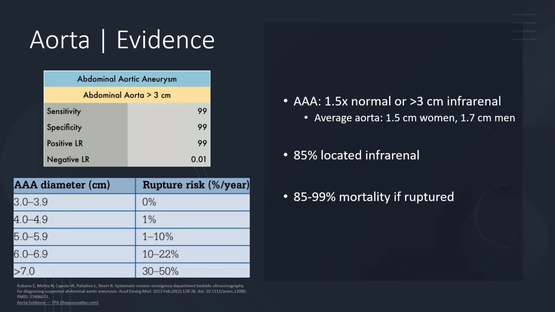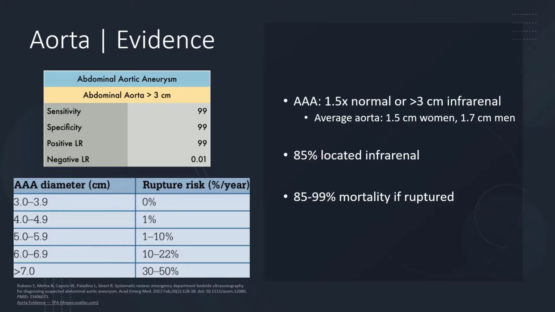Regarding aortic ultrasound evidence for the emergency provider, you'll see in this top box, this was a large systematic review by Rubano et al., who ultimately showed that there was really high sensitivity and specificity for diagnosing AAAs, even for novice ultrasound users in the emergency department, and that would be anything greater than 3 centimeters. This second graph, I thought, was helpful to include with the AAA diameter and its risk of rupture per year. As you can see, once you get to about 5 is when the percent risk of rupture per year significantly increases. So that's around 5. But a AAA in general is actually anything greater than 1.5 times normal or greater than 3 centimeters infrarenally.